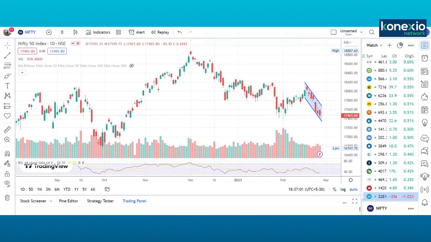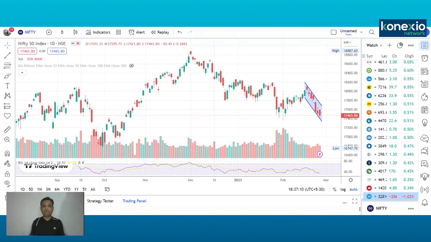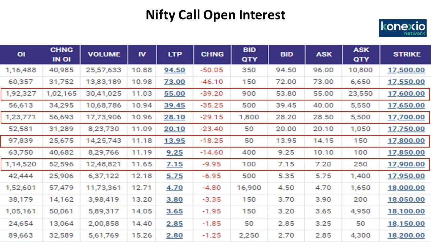Traders should try to closely monitor these levels and trade in the direction of the primary trend. Now friends, let us discuss the derivative data of Nifty. You will see on the screen the Nifty call option open interest.